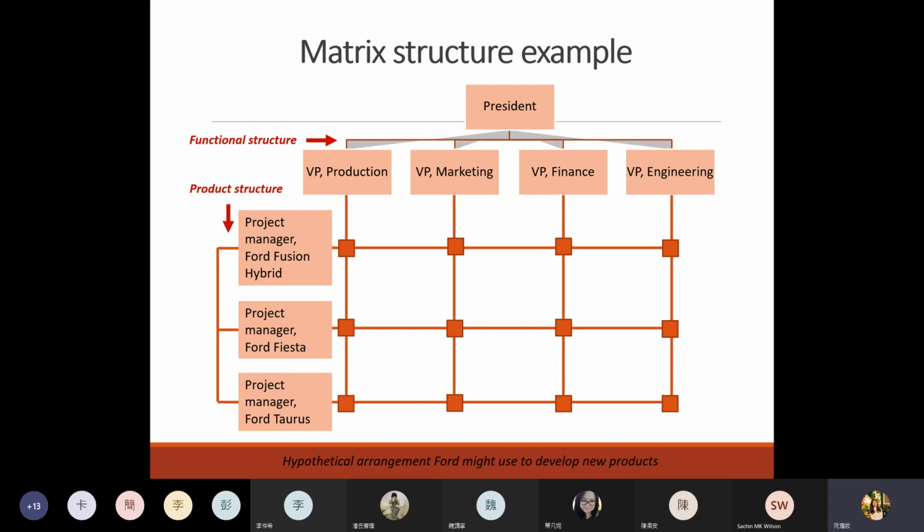So you can see that each red square that I put here will be a team that has a combination of personnel from both the functional departments and the project teams.